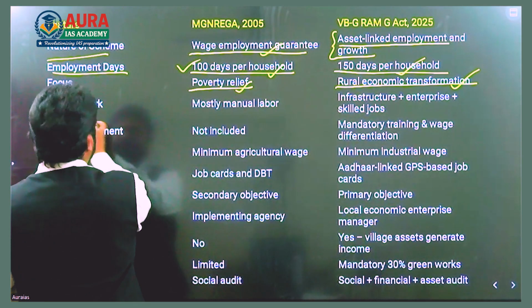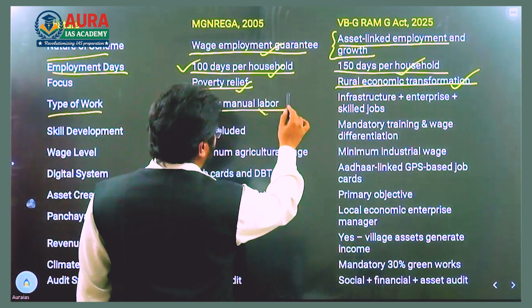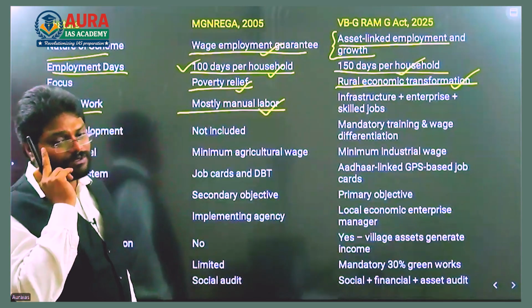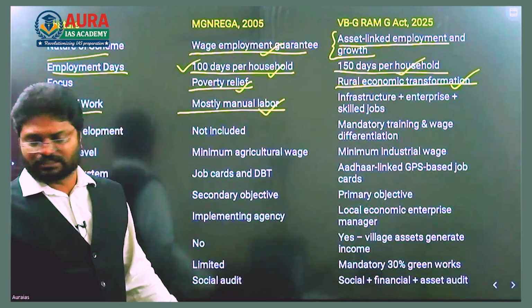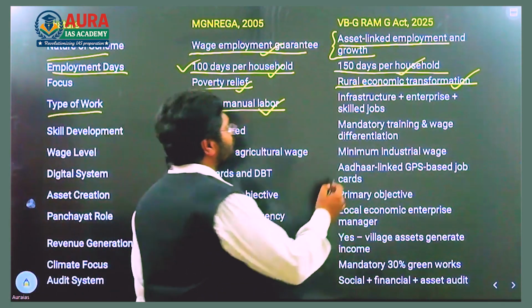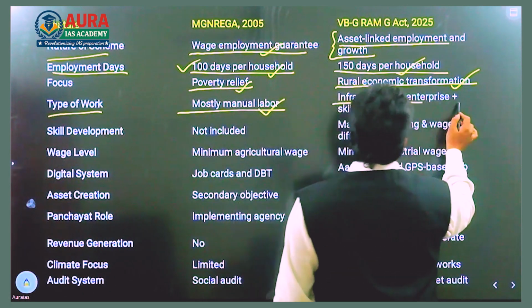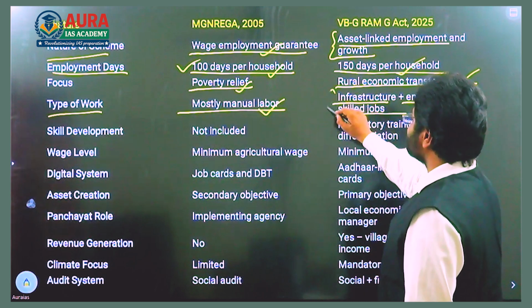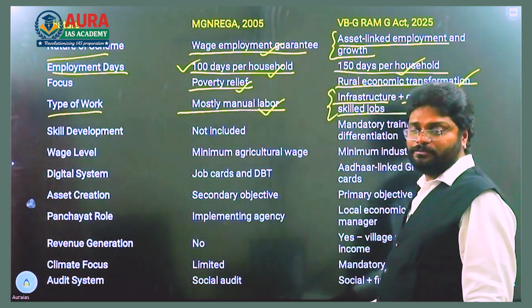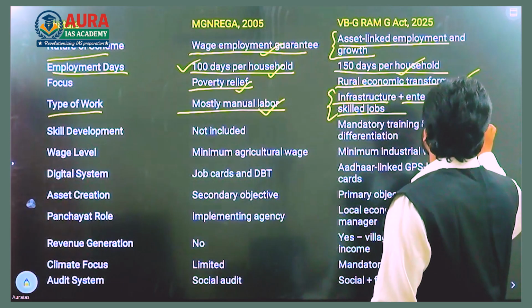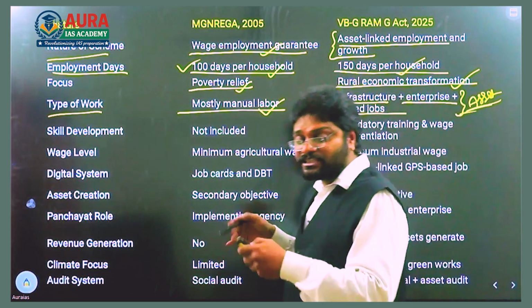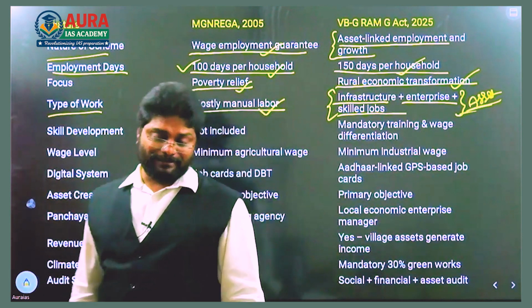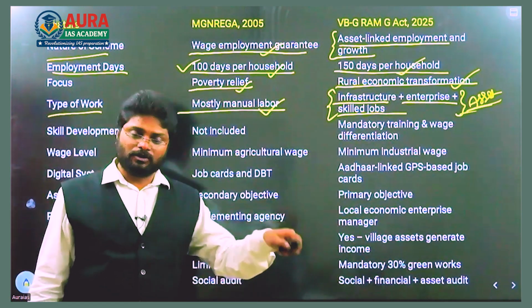Type of work here is mostly manual labor. Machinery was not allowed in MGNREGA, so almost nil. But here it is infrastructure, enterprise and skilled jobs. So it is combined. Machinery also could be allowed if it is required for asset creation. There is nothing exclusively for manual labor. So here machinery and skilled people are both involved.